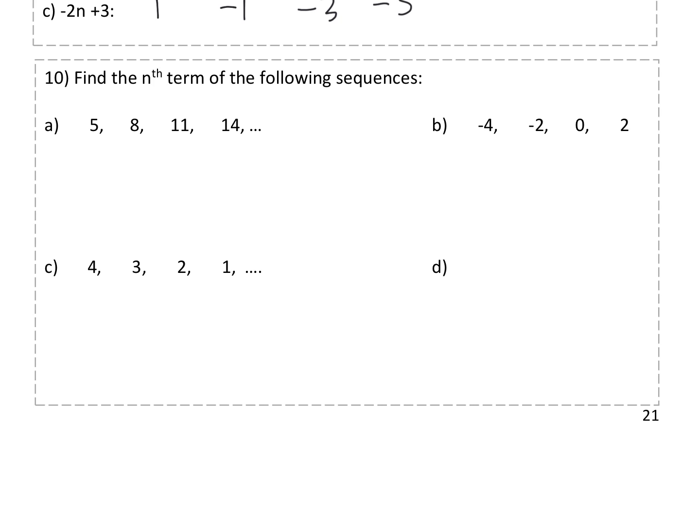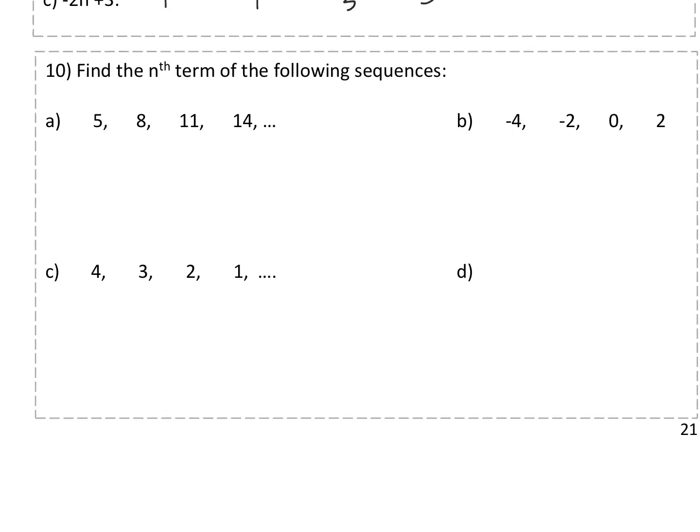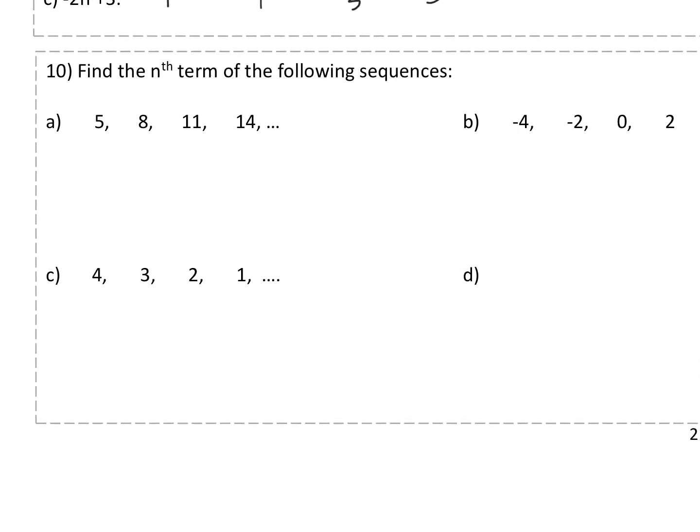Here we have to find the nth term of the following sequences. The first thing to look at would be what the term-to-term rule is. How do we get from the first term to the second, to the third, and the third to the fourth? So to do that, we have to add 3. If it's a linear sequence, which these ones will be, it should go up by the same amount each time.